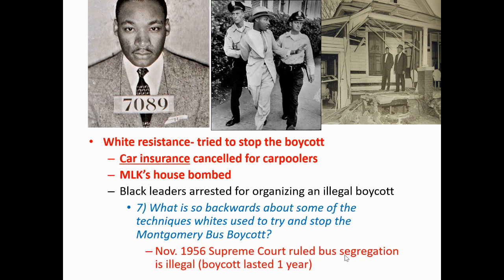Now, the answer to this is obviously car insurance canceled for carpoolers. Well, this is an environmental thing that we encourage people to do today to keep cars off of the road. So they wanted more cars on the road for more individuals. Doesn't make sense in today's environment. Martin Luther King's house being bombed, I mean, that's just straight violence by the Klan or whatever white groups intending to harm someone, and it could have harmed his family. And Black leaders arrested for organizing an illegal boycott.